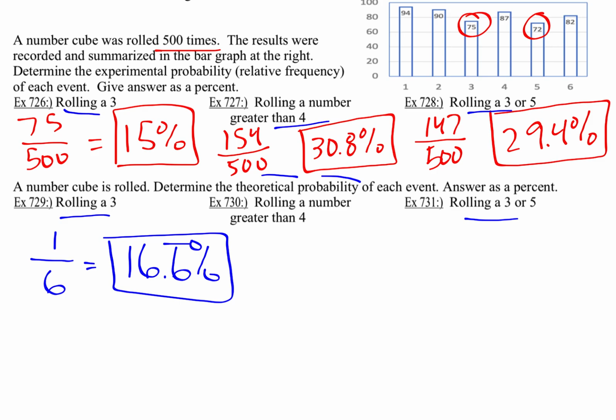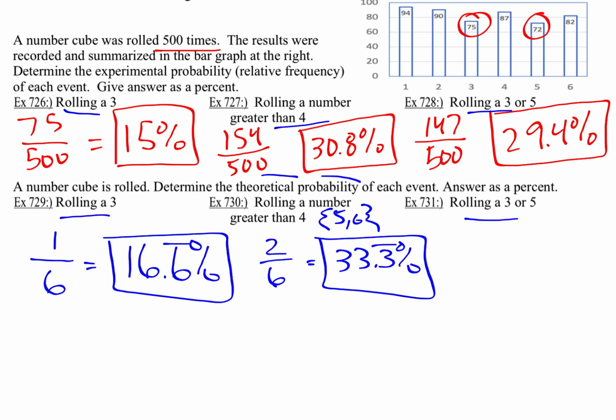Rolling a number greater than 4. Well, there are two outcomes, 5 and 6, that are greater than 4. Two outcomes out of the 6, that is 33.3 repeating percent. Rolling a 3 or 5. This is the same as what we just did. Two numbers are 3 or 5 out of the 6, that's 33.3 repeating percent.